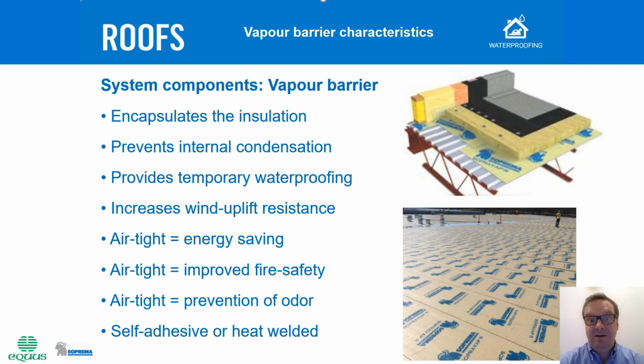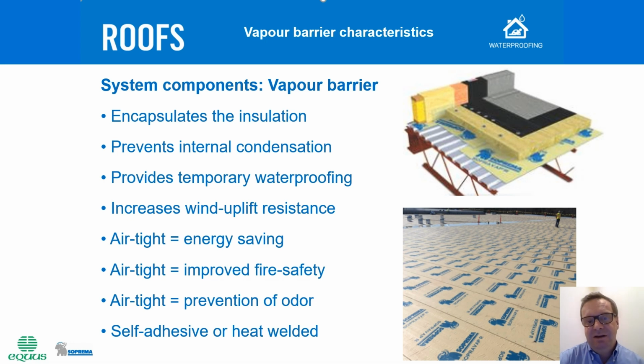The first layer in a warm roof system is the vapor control layer or the vapor barrier. This vapor barrier has several functions. The most important functions, in my opinion, are to encapsulate the thermal insulation and protect it on the long term against moisture. And secondly, it can also be used as a temporary waterproofing during construction.